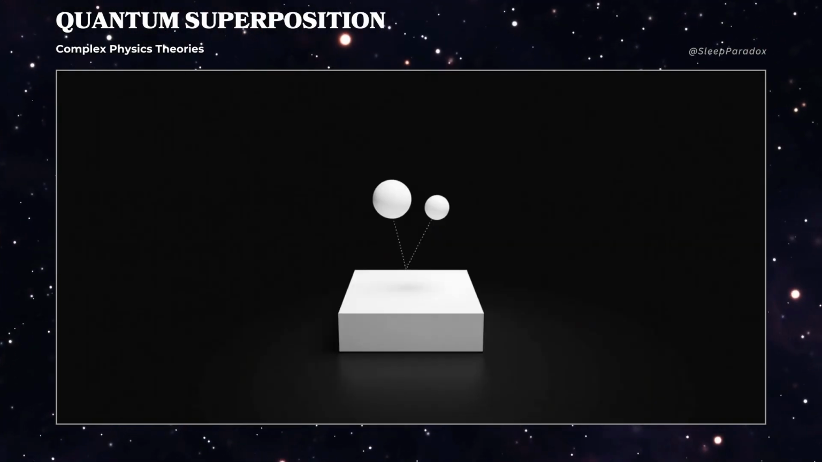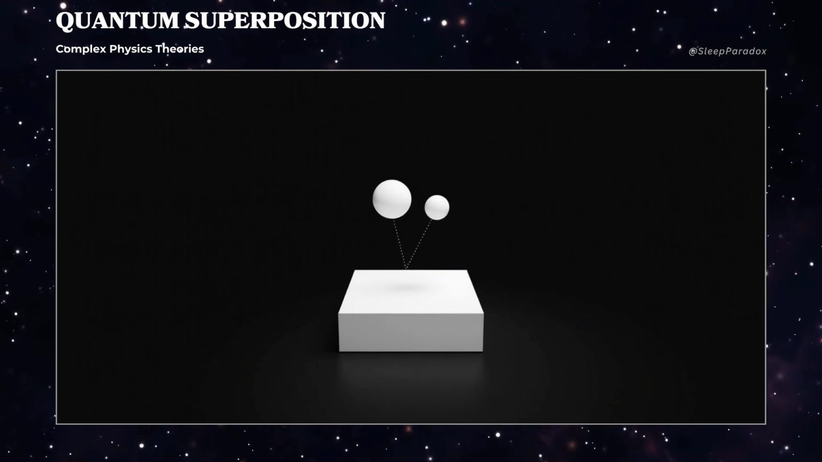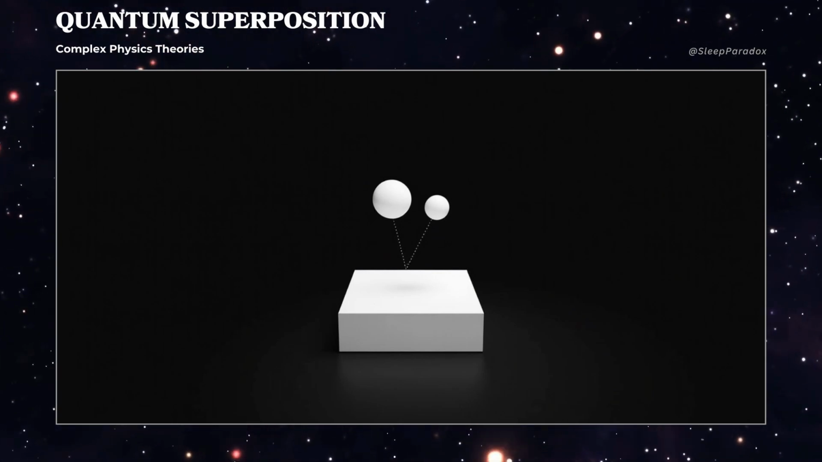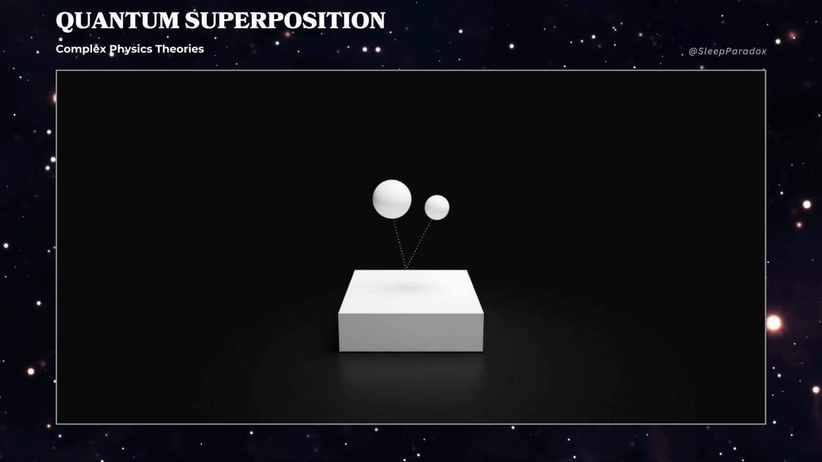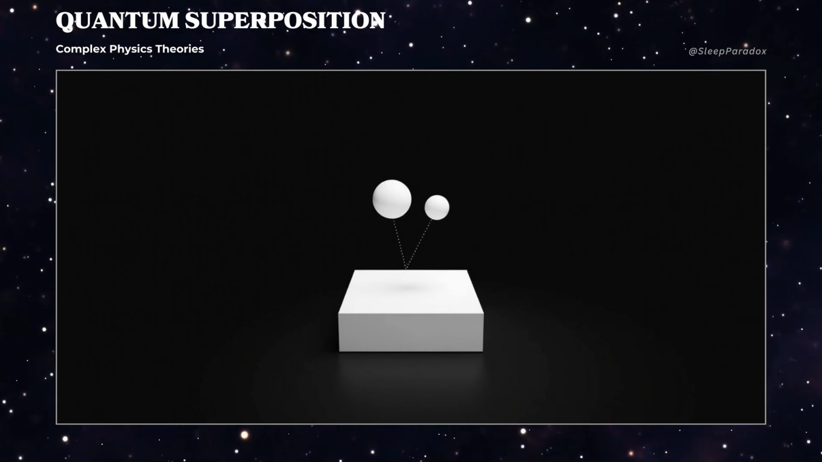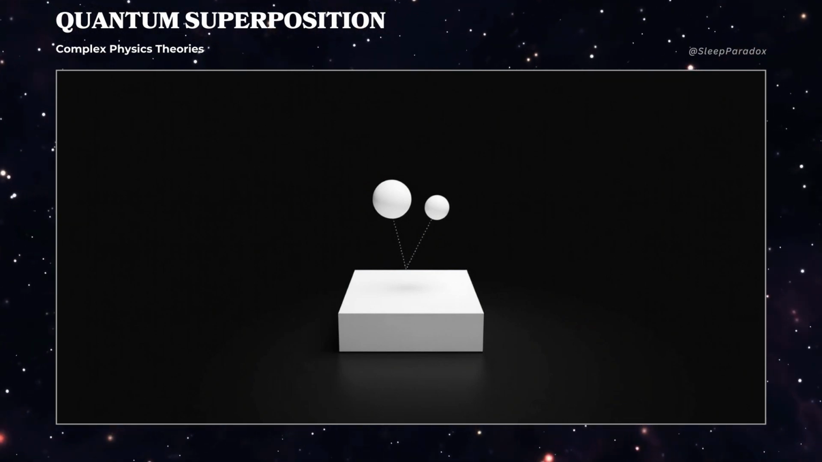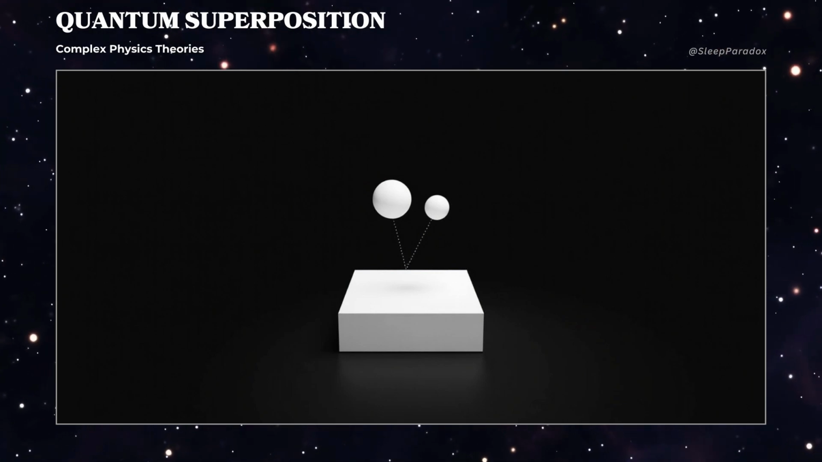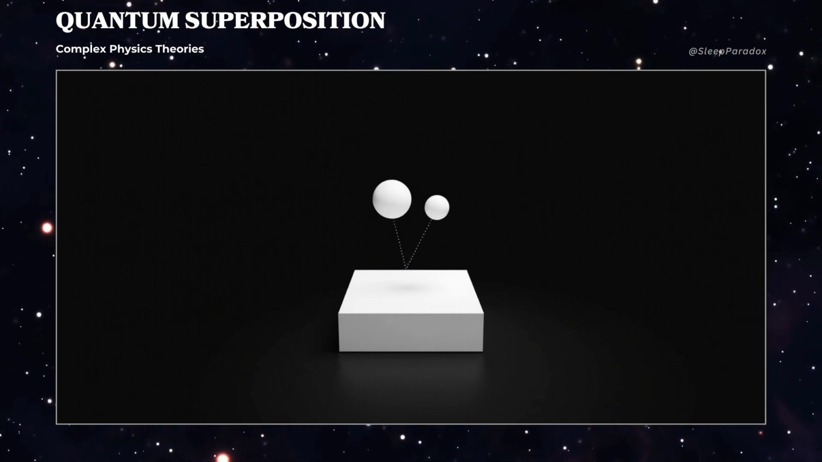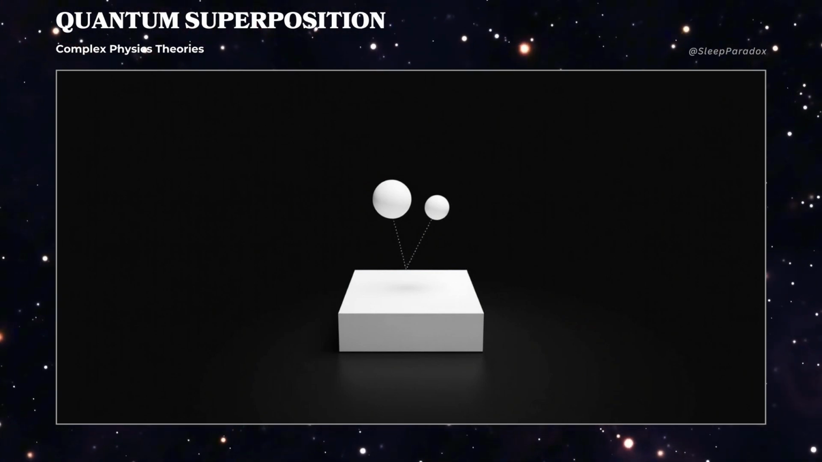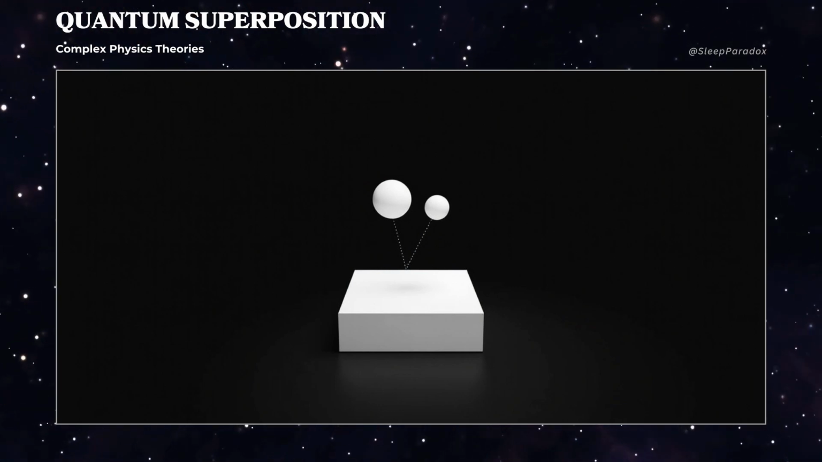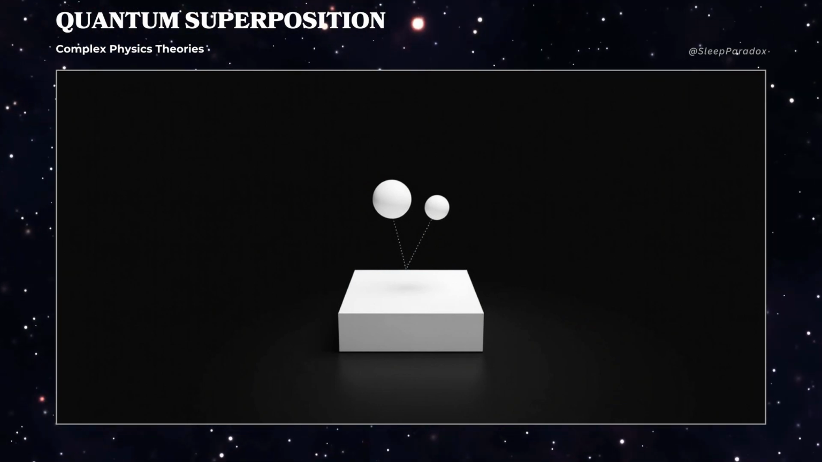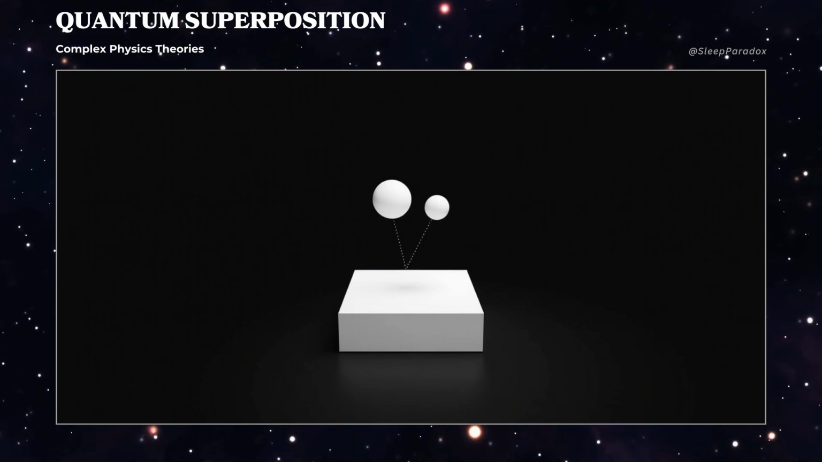Quantum superposition. Number 2. Quantum superposition is one of the most important and unusual features of quantum mechanics. It refers to the idea that a quantum system can exist in multiple possible states at the same time until it is measured. To understand this concept, imagine a coin spinning in the air. While it spins, it's not strictly in a heads or tails state. It's in motion, not yet collapsed into one outcome.